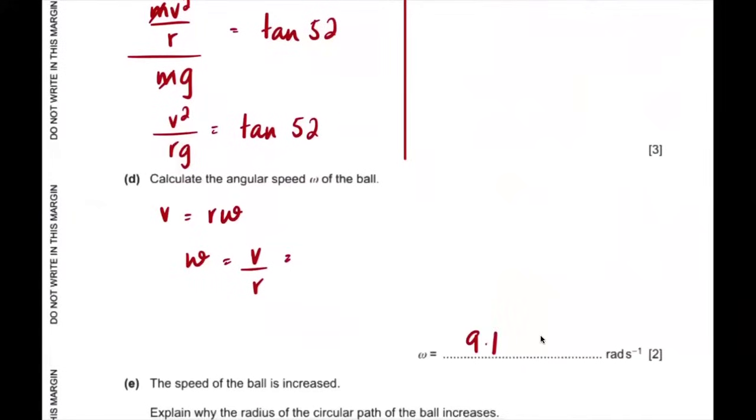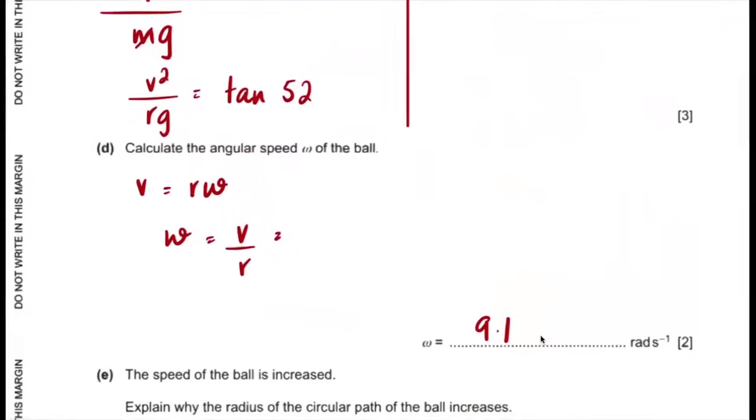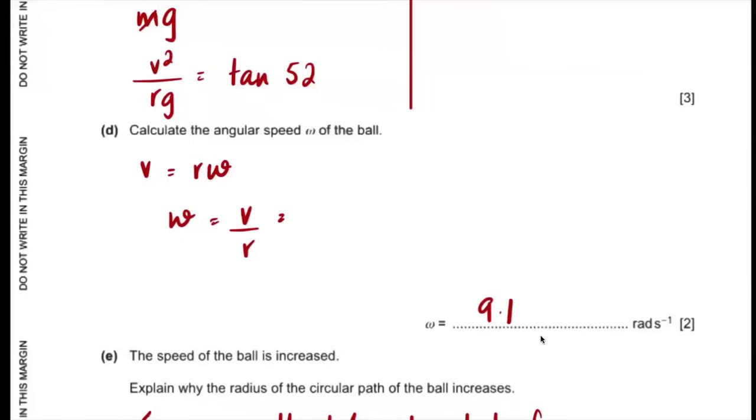And that turns out to be 9.1 radians per second. In part E, it says the speed of the ball is increased. Explain why the radius also increases. So now I can think about this equation that circular centripetal acceleration is given by v squared over r, or if you want to, you can also think about the centripetal force, which is mv squared over r.